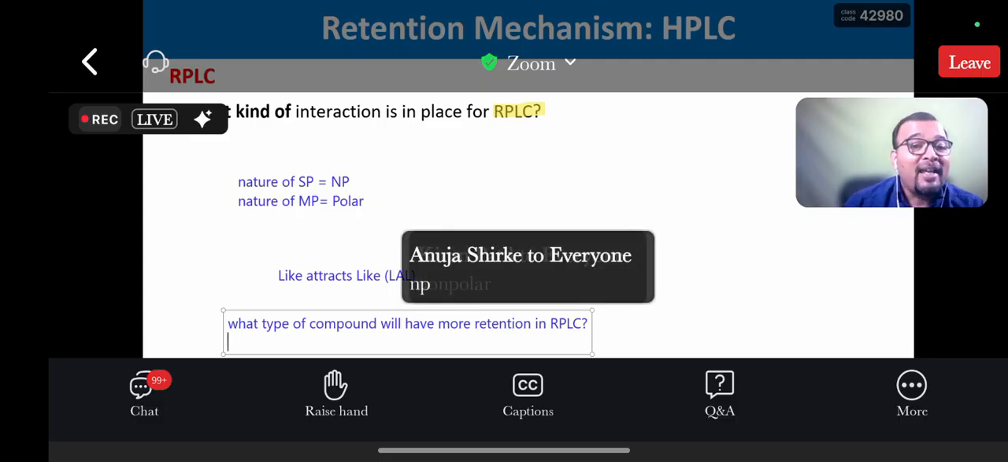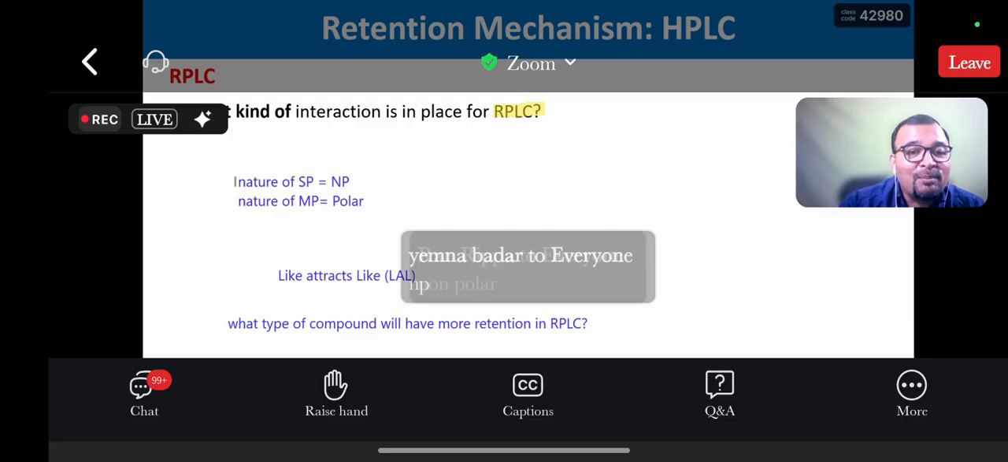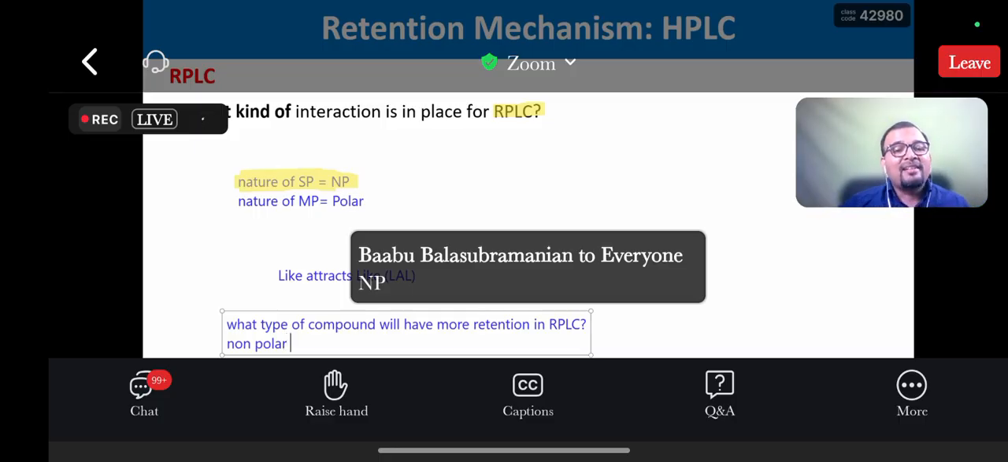Easy, right? Because why? Because our stationary phase is what? Our stationary phase is non-polar. So obviously, the non-polar compounds are going to have a longer retention or better retention in the reverse phase. Are you getting my point?